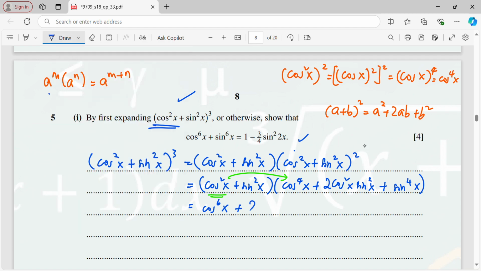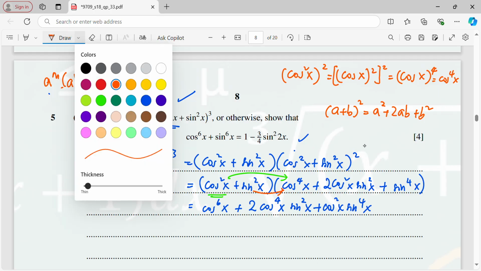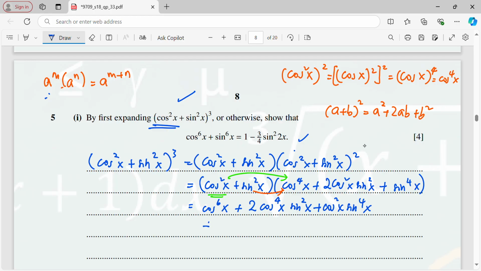And then plus 2 cos square times cos square becomes cos degree 4x. Sin square x, cos square x times sin degree 4, just rewrite. After that, followed by sin square x multiplied to the whole bracket. Then you will be getting plus sin square x cos degree 4x, sin square x times 2 cos square x sin square x, that is going to be plus 2 cos square x sin degree 4x. And then plus sin square x times sin degree 4, that is sin degree 6x.